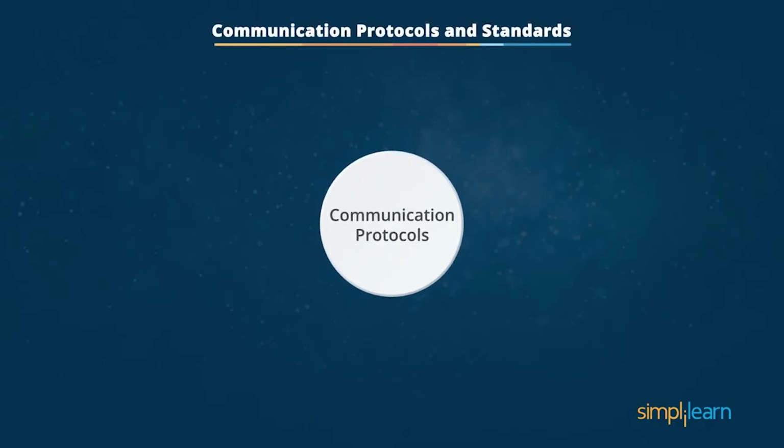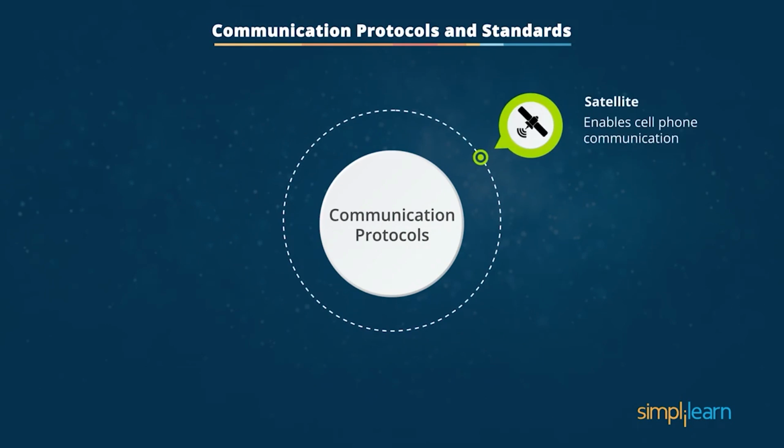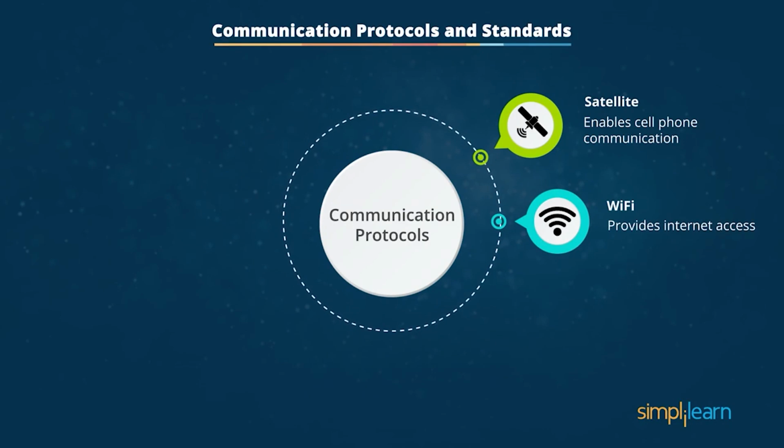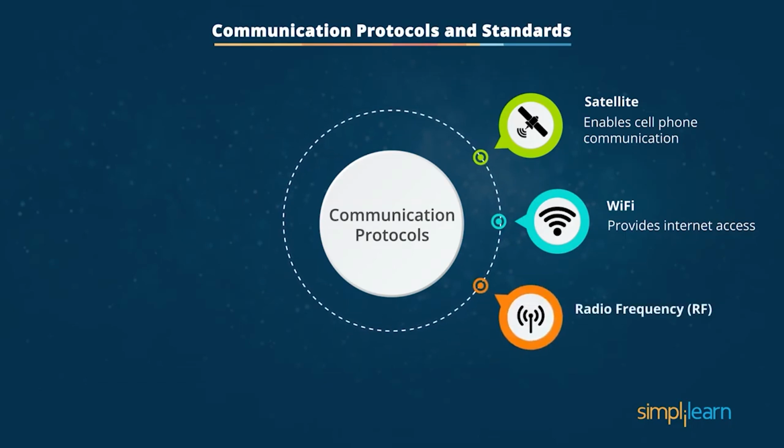Communication protocols and standards. Let us try to understand the various communication protocols available to set up an IoT. The first is the satellite. This enables cell phone communication through an antenna situated within 10 to 15 miles. They have a stable and universal connection. The second is Wi-Fi, which is based on 5 GHz frequencies. It provides internet access within a certain range and is an affordable option. It has well-protected protocols.